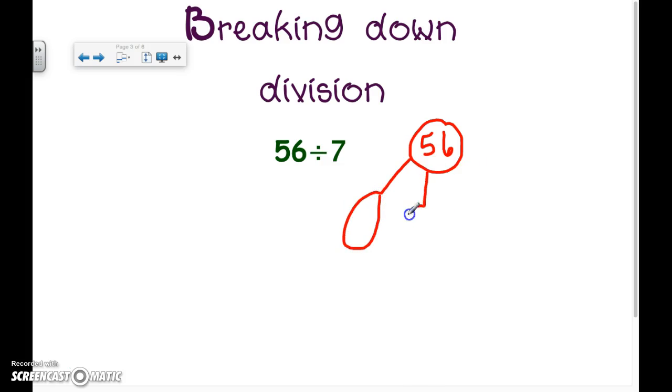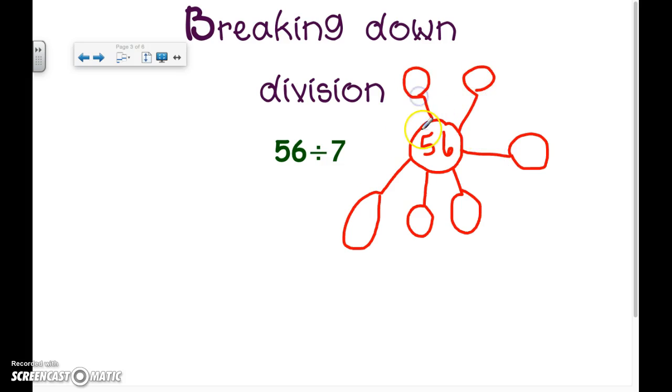1, 2, 3, 4, 5, 6, 7, because I'm going to divide it into 7 groups. So what I can do is I need to decide how much of the 56 I'm going to put into the groups. It has to be equal within each group.